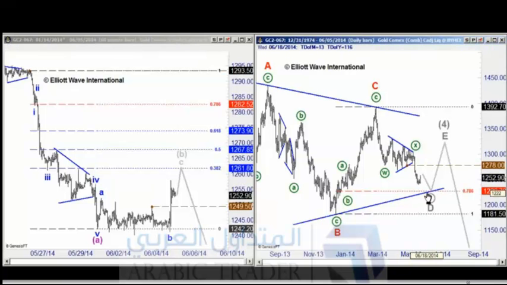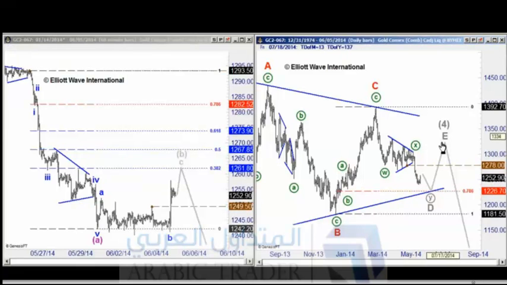But maybe, and this is one of the realities of working with waves, it might be that I just need to accept this as A, triangle B, and this is a wave C decline, and wave D is finished at this low, and I'm going to see price move up in wave E without making a new low. So that would be my alternate count, that wave D is actually already finished, and price is not rebounding in wave B of an ongoing wave D decline, that it has bottomed and we're already in wave E.